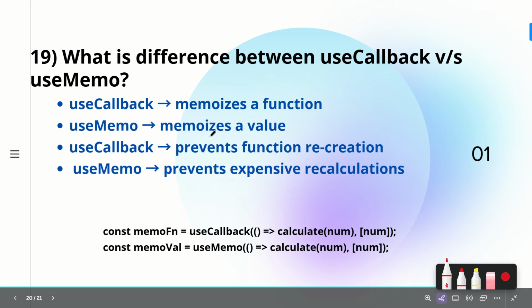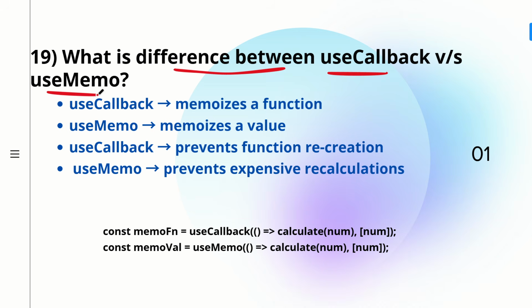Let's see our next question. What is the difference between useCallback and useMemo? So useCallback and useMemo are hooks provided to us in React, and they are useful for performance optimization. The differences are: useCallback memoizes a function and prevents the function recreation, whereas useMemo memoizes a value and prevents the expensive recalculation. So both of them are helpful in performance optimization.